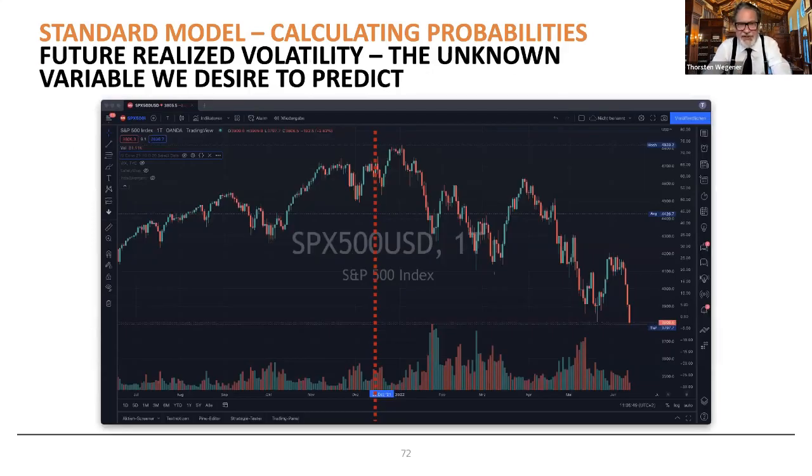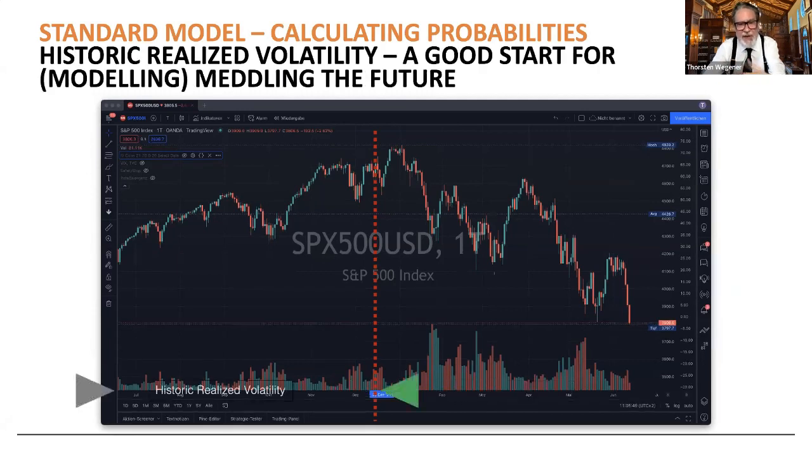Future realized volatility, the unknown variable we desire to predict. This is here. If we can, at the point where the green triangle is, know how this will have happened, we can make as much money as we like. Then we have the historical realized volatility. A good start to model our forecast for the future or model the future. That's pretty much what we're doing. We're all employing our own models, our own ideas about how to approach this topic.